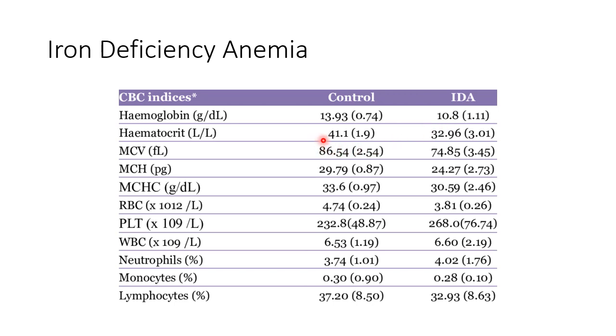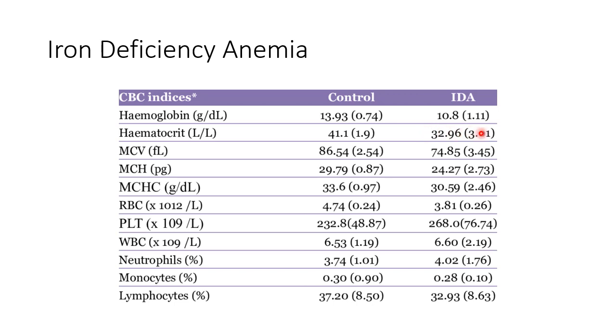What will happen to the hematocrit? Hematocrit is the volume occupied by red blood cells. If you have iron deficiency anemia, you will also have fewer red blood cells or smaller red blood cells. Therefore, they will occupy less volume in the blood. From a normal of 41, here you have 33.